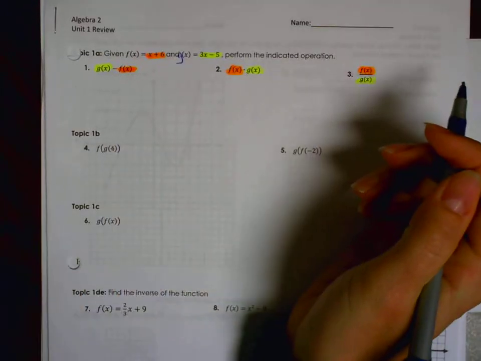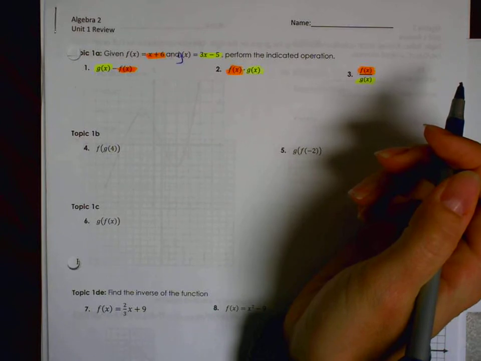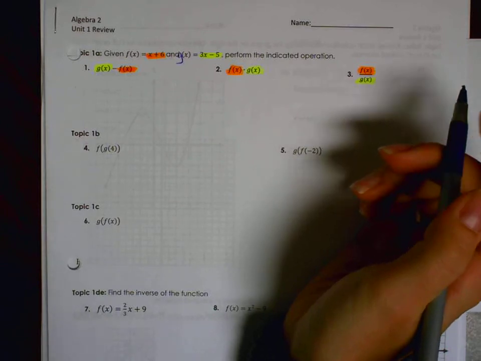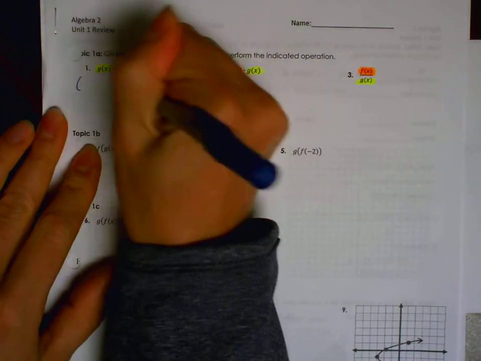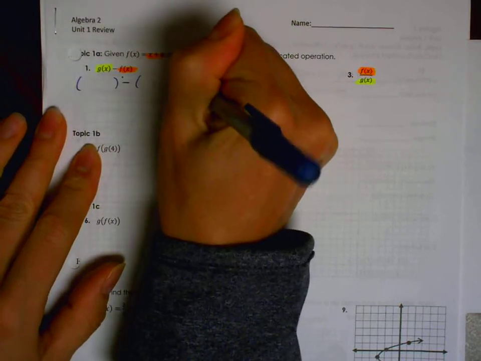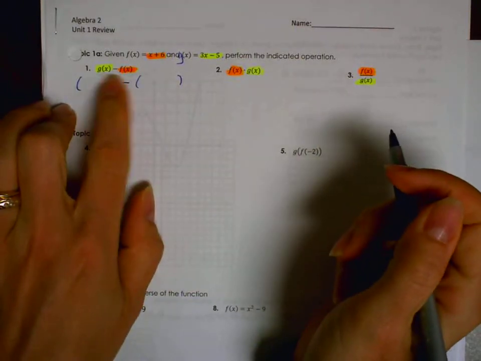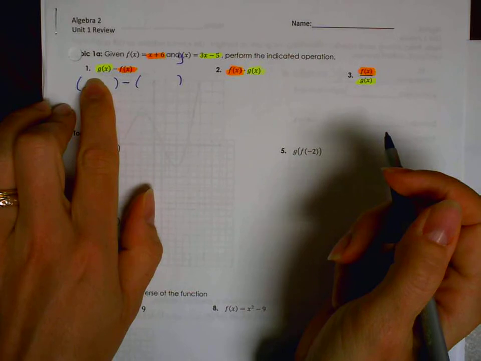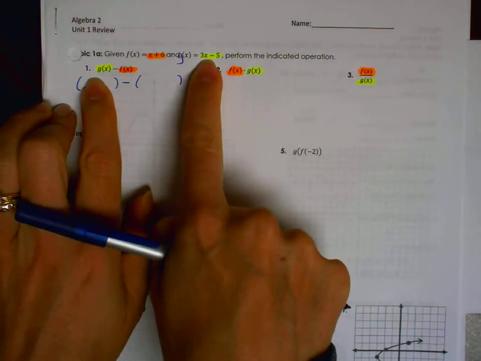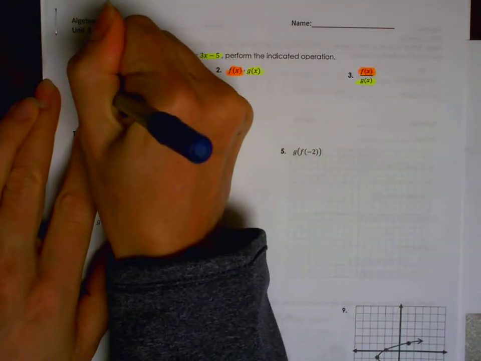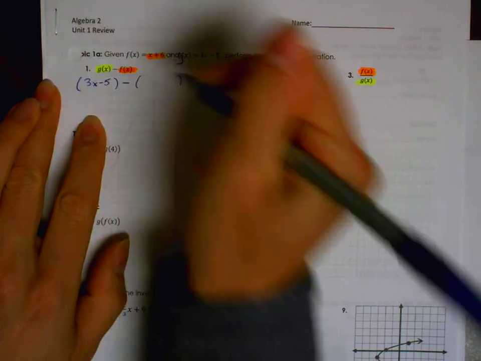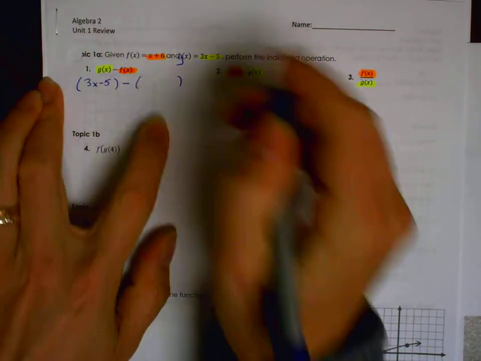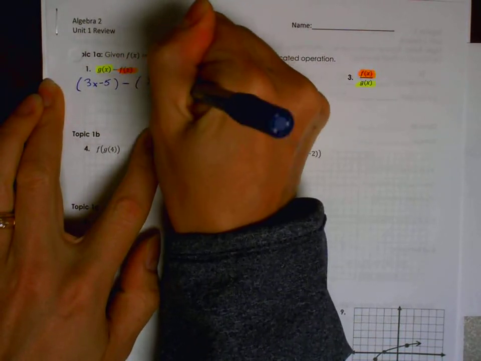Again, whenever you are substituting, you need to substitute in parentheses. So I'm going to start by just putting some empty parentheses here because I know I'm replacing two things. I'm replacing g of x and f of x. So g of x is the same thing as 3x minus 5. I'm going to fill my parentheses with that. And f of x is the same thing as x plus 6.